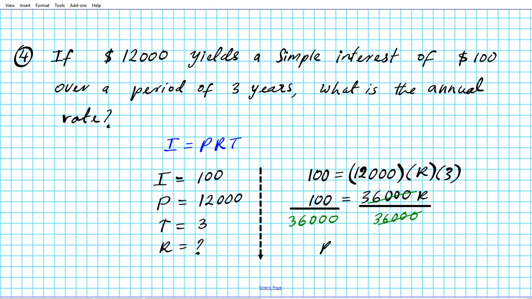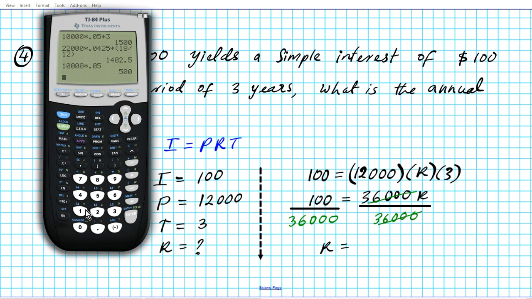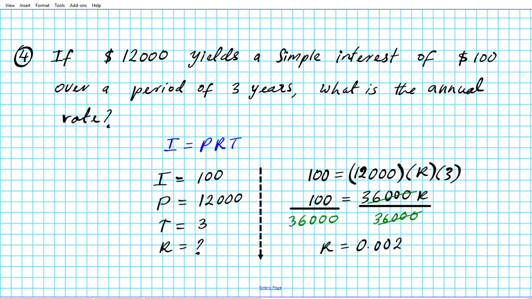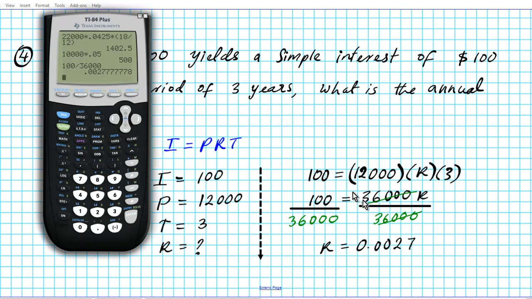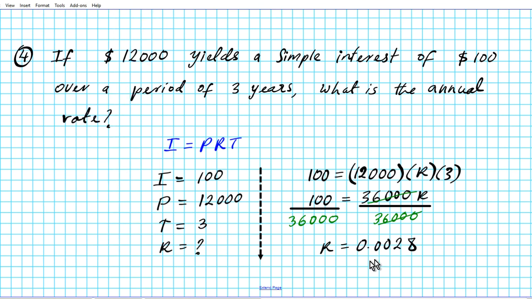And we have r equals, let's calculate that with our calculators, 100 divided by 36,000, or you can do 1 over 360, the same thing. You have 0.000277. So the rate is 0.0027... If we round it to 4 decimal places, it'll be 0.0028. Now this is the rate in decimal form.